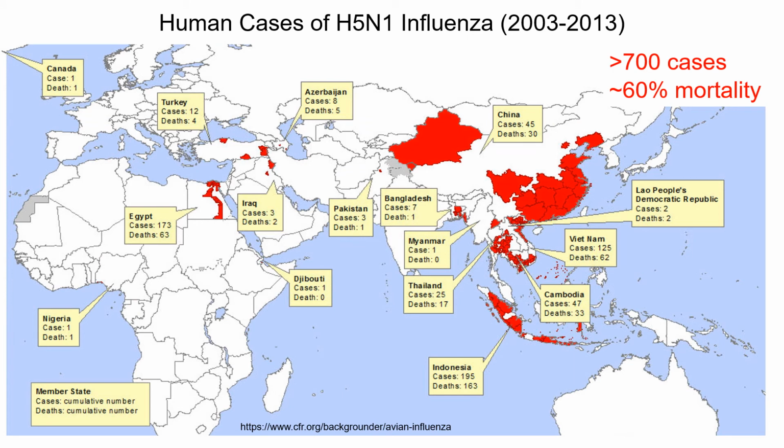Here's a map of some of the various cases of the avian influenza that have popped up over the years, and you can see the cases are focused in places like Korea and China and Vietnam and Cambodia, and out of 700 cases over 10 years, 60% mortality rate. We know that the 60% mortality is actually a lot lower because we know there are a lot of people getting sick that are not going to hospitals. Still, it can be kind of scary.